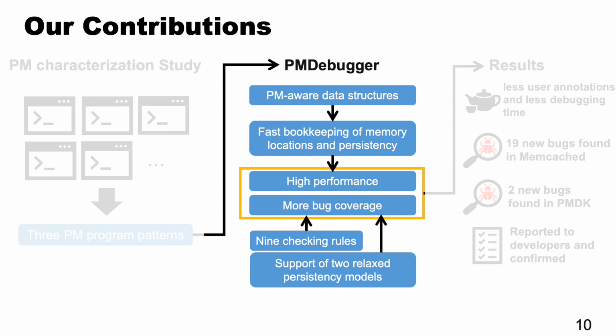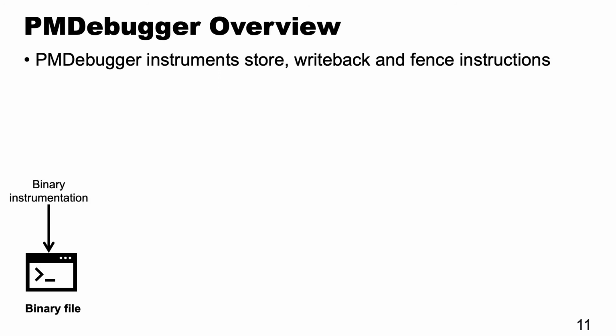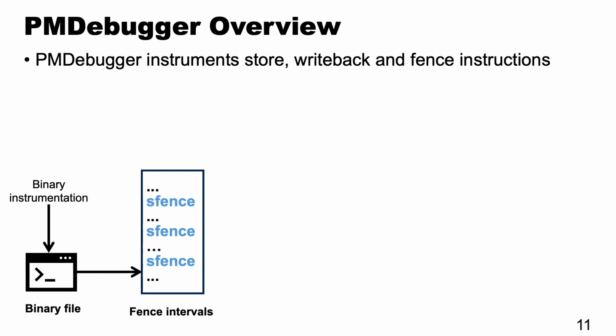Next, we will introduce our debugging tool, PMDebugger. PMDebugger directly debugs the binary file of PM programs and instruments memory store, write-back, and fence instructions. PMDebugger splits the instruction trace into intervals by fence instructions. We call it a fence interval. Within a fence interval, there is at least one write-back interval.